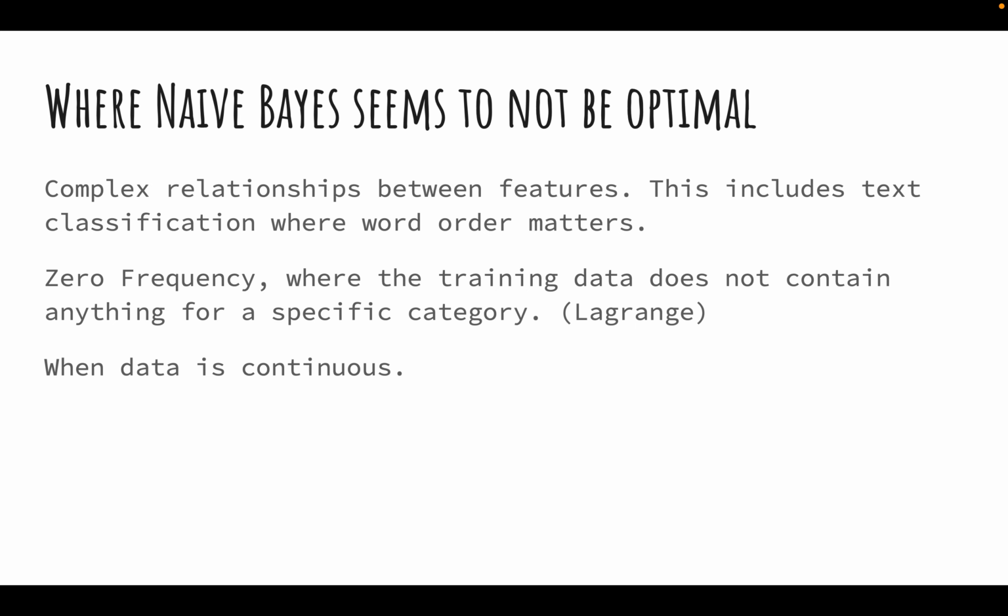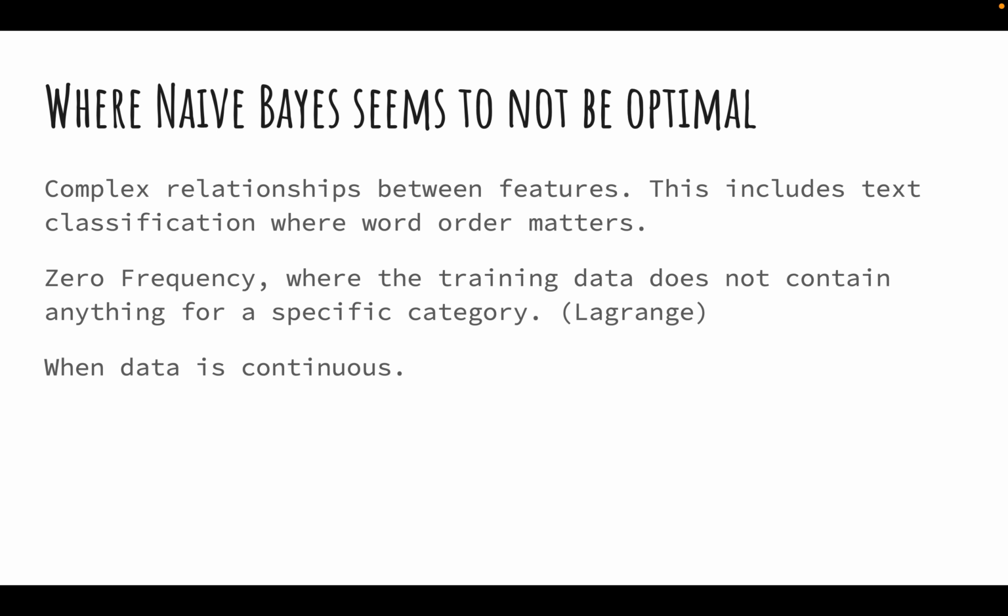Where it does not seem to be optimal: if there are complex relationships between your features. This includes text classification where word order matters. The red hat and the hat is red might mean the same thing, right? But saying the pole hit the man versus the man hit the pole are two completely different things. Therefore, if you're trying to make those kinds of decisive classifications, you probably don't want to use naive Bayes.